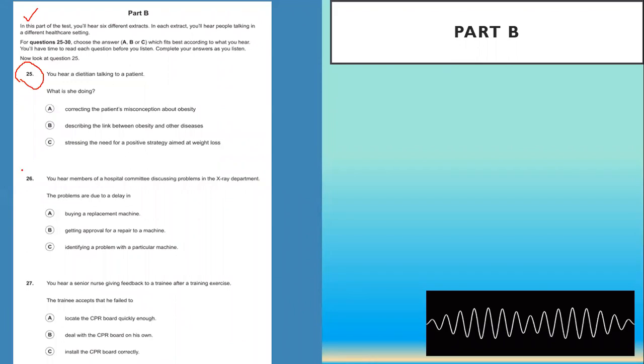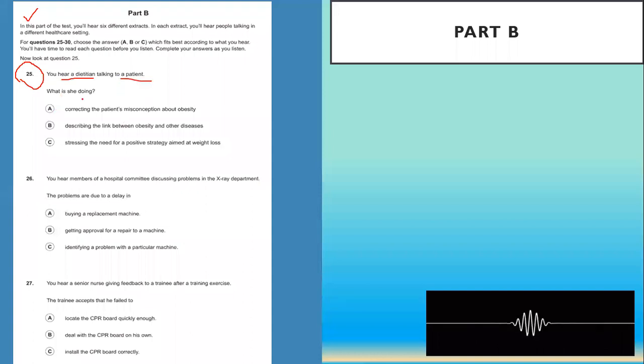Now question 25. You hear a dietitian talking to a patient. So you can hear a dietitian and a patient talking here. What is she doing? Most likely the dietitian would give instruction to the patient or give a lecture. We have here choices A to C: A, correcting the patient's misconception about obesity; B, describing the link between obesity and other diseases; and C, stressing the need for a positive strategy aimed at weight loss.